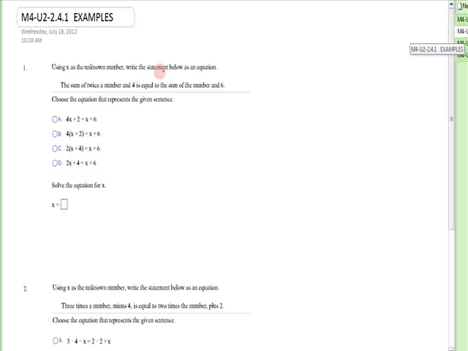Using x as the unknown number, write the statement as an equation. Now, last time we translated, it was just phrases translating into expressions. This one is equations. So as I read it, the sum of twice a number and 4 is equal to, okay, immediately I think there's the equal sign, the sum of the number and 6. This is my left side.